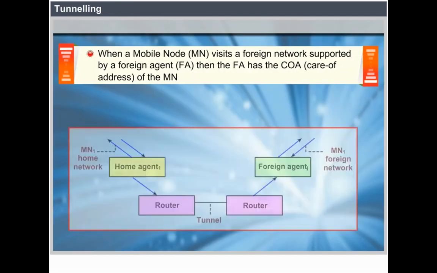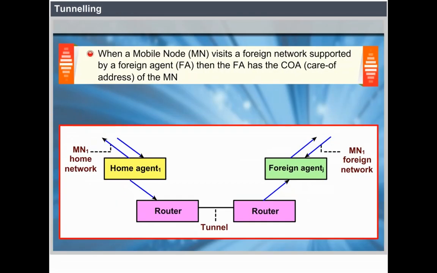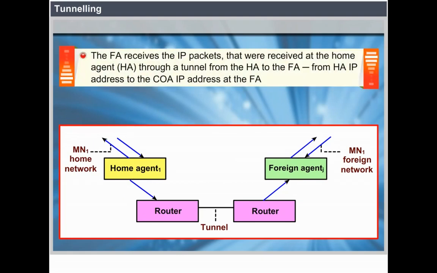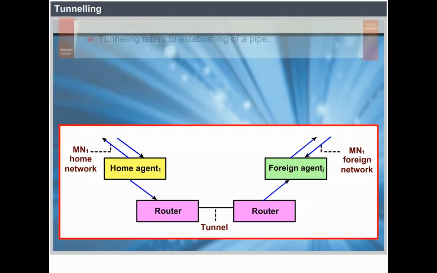Tunneling. When a mobile node MN is visiting a foreign network supported by a foreign agent FA, the FA has the COA, care of address, of the MN. The FA receives the IP packets that were received at the home agent HA through a tunnel from the HA to the FA, from the HA IP address to the COA IP address at the FA.